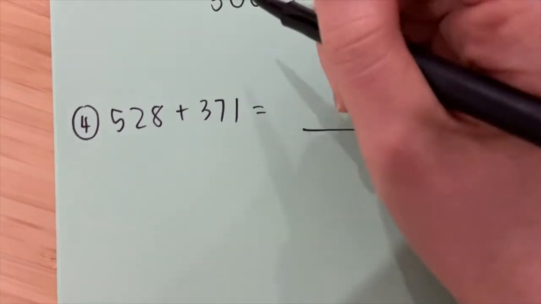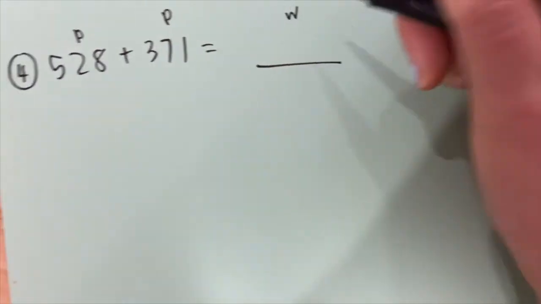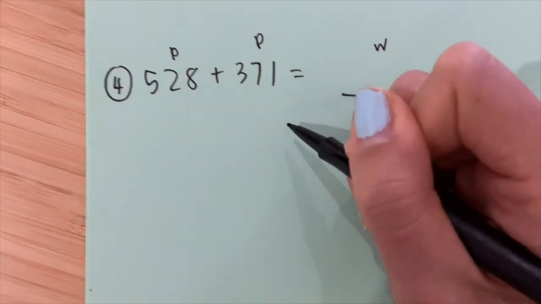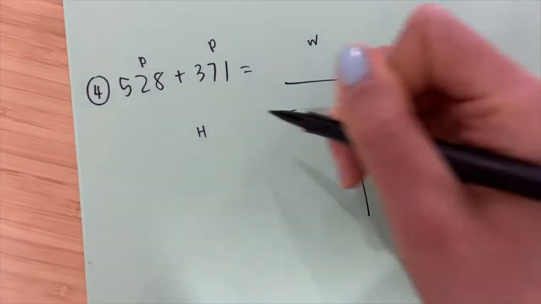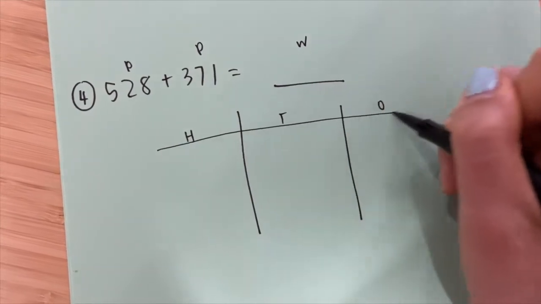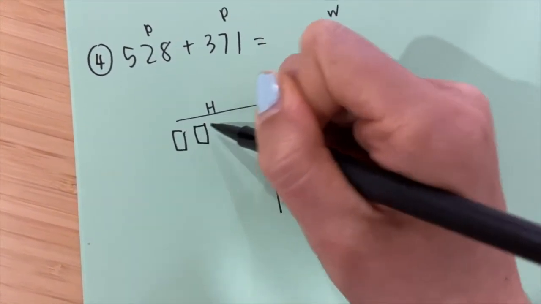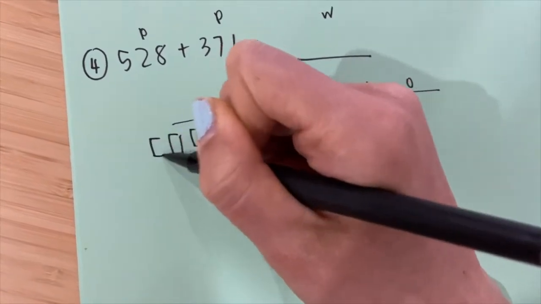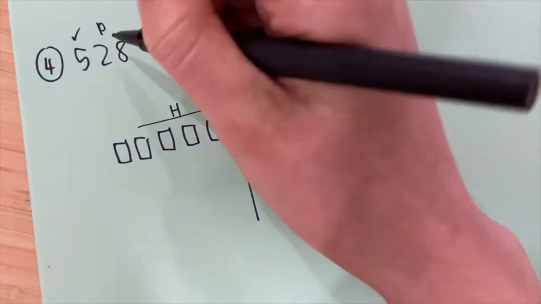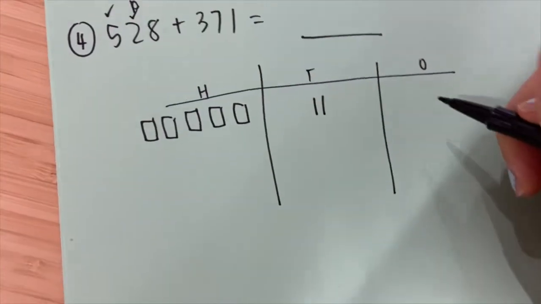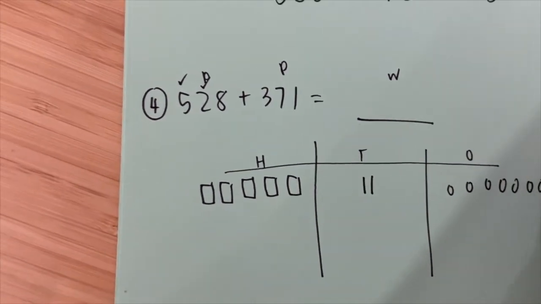Okay, are you ready to check your work? Let's see. Part plus part equals whole. Let me draw my hundreds, tens, and ones chart. Okay, 500s. 1, 2, 3, 4, 5. Check. 2 tens. 1, 2. Check. 8 ones. 1, 2, 3, 4, 5, 6, 7, 8.